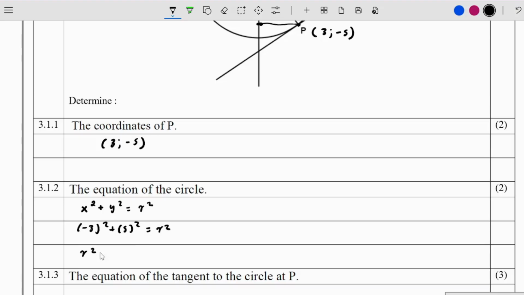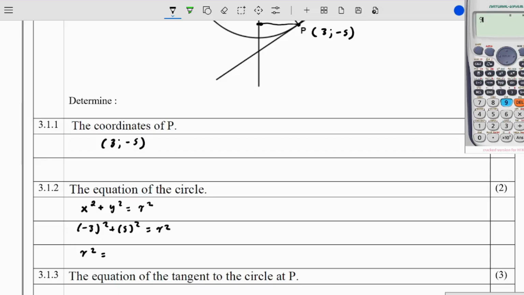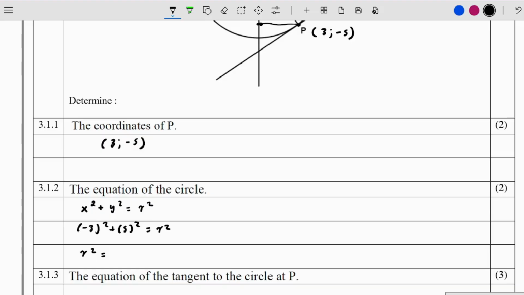So that will mean my r squared will be 9 plus 25. Put that in the calculator, just to make sure your arithmetic is right. 9 plus 25 gives us 34. So that means our r squared is equal to 34. Therefore, the equation of the circle is x squared plus y squared equal to 34. That is the equation of the circle right there.